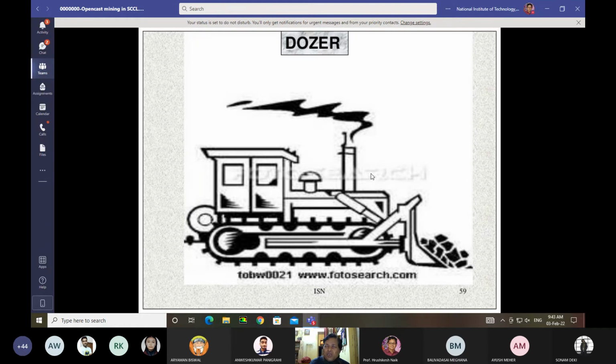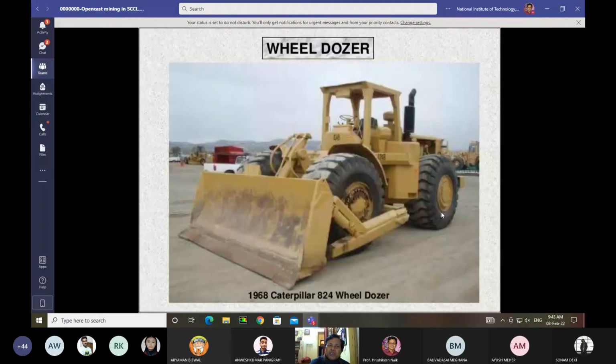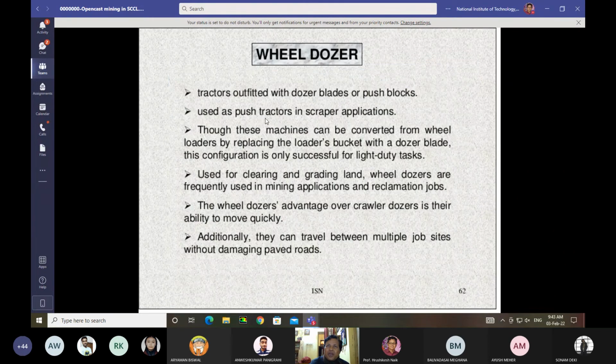If there is a wheel, its movement will be very fast. This is the front attachment, the front pushing attachment by the help of which the material can be pushed. This machine is called a wheel dozer. This wheel dozer is nothing but a tractor outfitted with dozer blades or push blocks. It is used as push tractors in scraper applications.